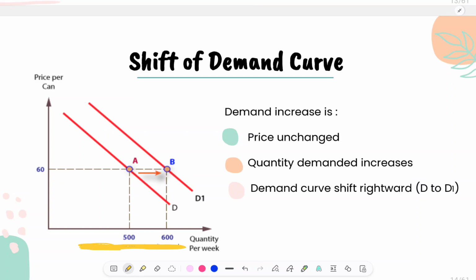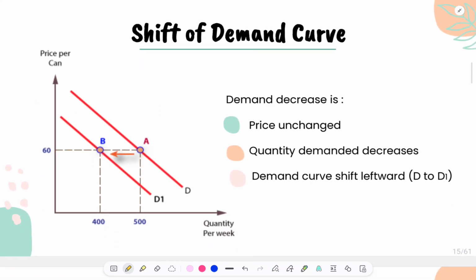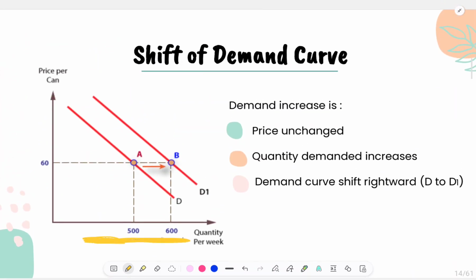A shift in the demand curve happens when the price stays the same but the quantity demanded changes. This shift can happen in two ways. Demand increases, which is when the demand curve shifts rightwards, or demand decreases, which is when our demand curve will shift to the left. Let's look at each one clearly.